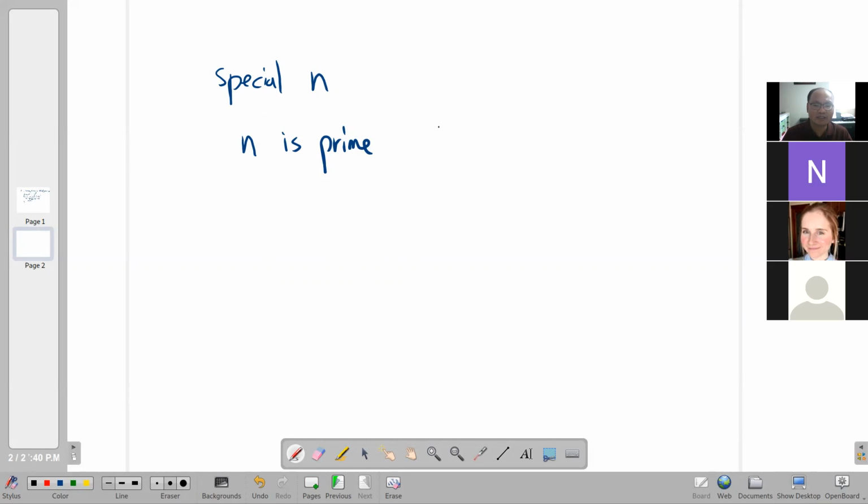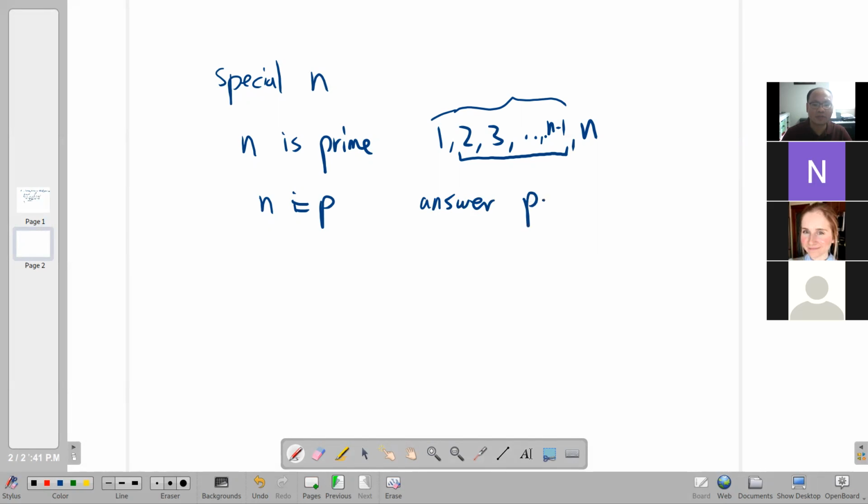Well, if n is prime, then all of these numbers from 2 all the way to n minus 1 cannot have a common factor with n, because n is not divisible by any of these things. So if n is prime, everything in this range has a common factor of only 1 with n, because there are no common factors at all. So if n is equal to p for some prime, then the answer is p minus 1.